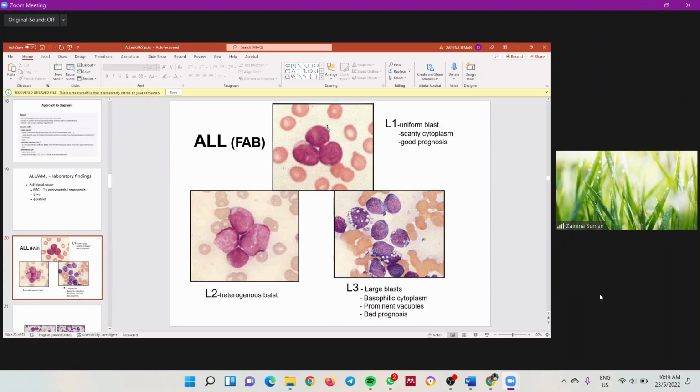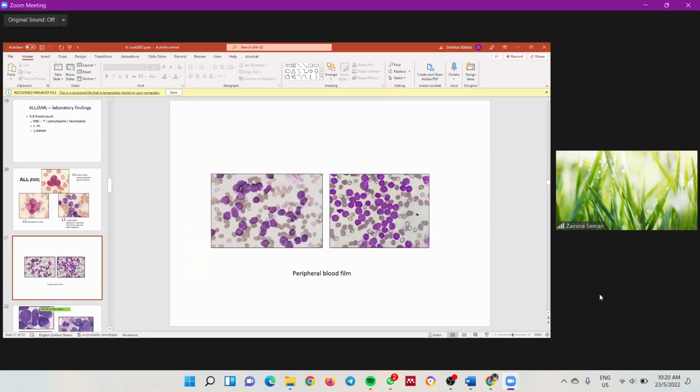For example, L1 is a very uniform blast. L2 is heterogeneous, meaning a mix between small and medium size lymphoblasts, whereas the L3 subtype is large and has a blue basophilic cytoplasm, and they also have vacuolation. So these are among the different types of blasts in ALL. Once you look under the microscope in the peripheral blood film, this is ALL.